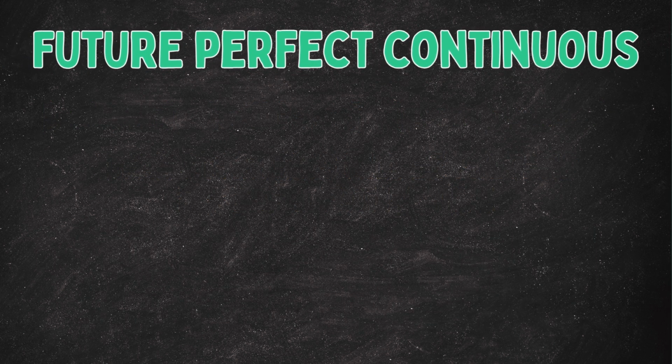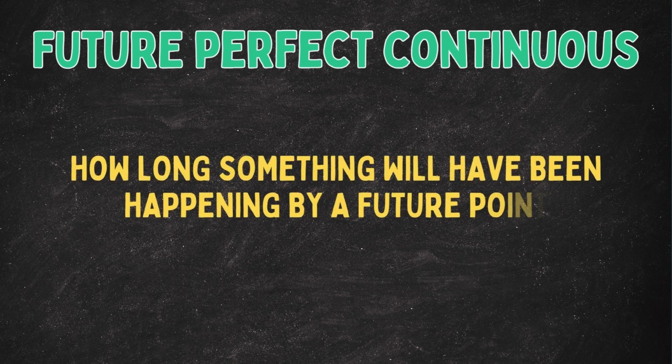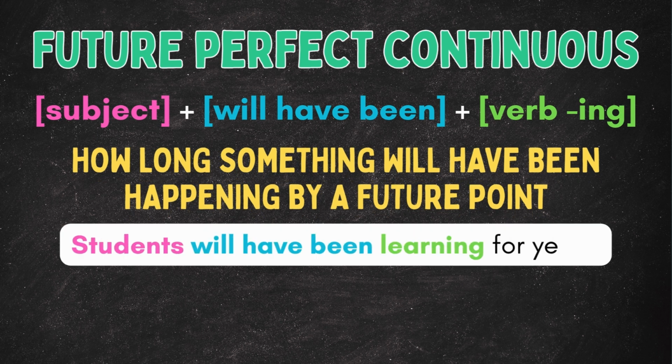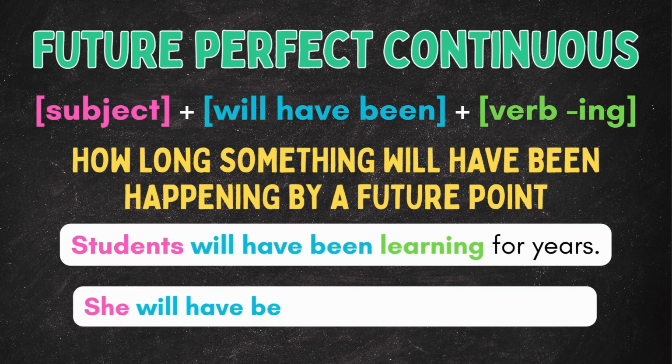Future perfect continuous. The future perfect continuous shows how long something will have been happening by a future point. The sentence structure consists of subject plus will have been plus verb with ing. For example, students will have been learning for years. She will have been teaching for a decade.